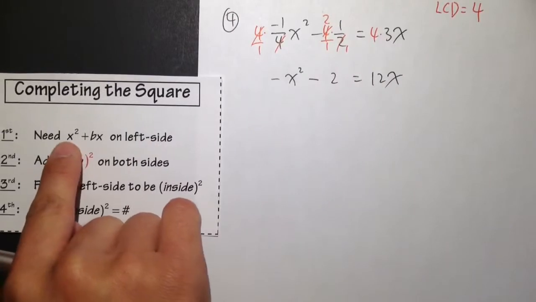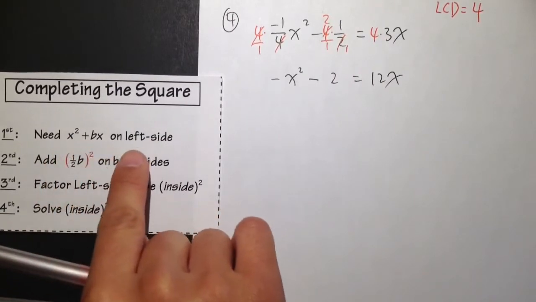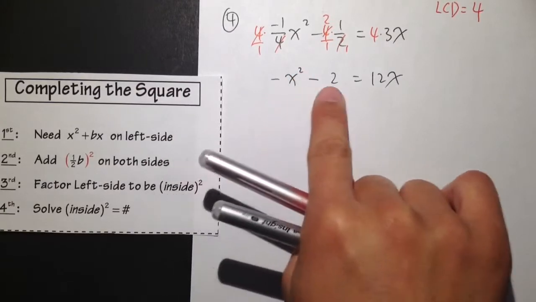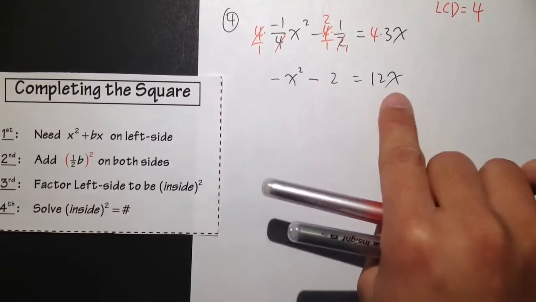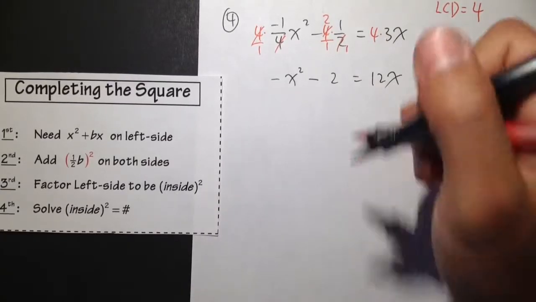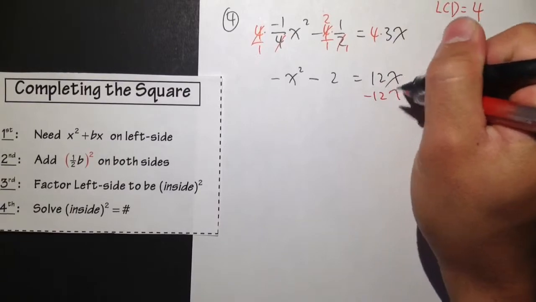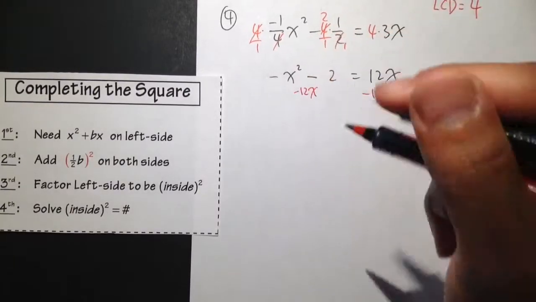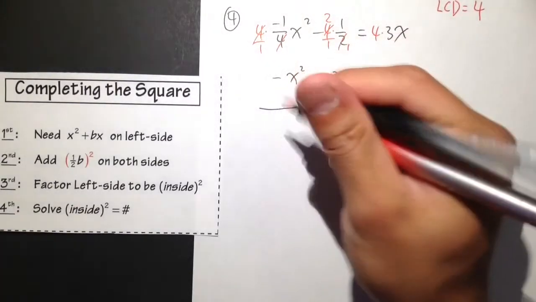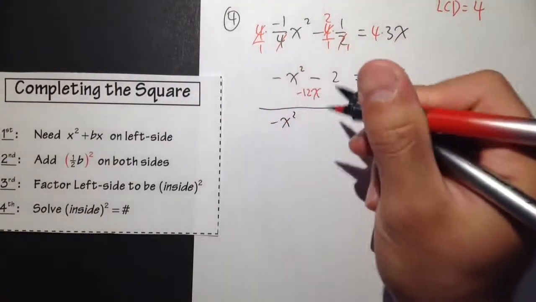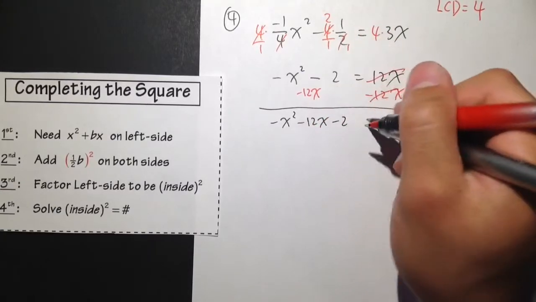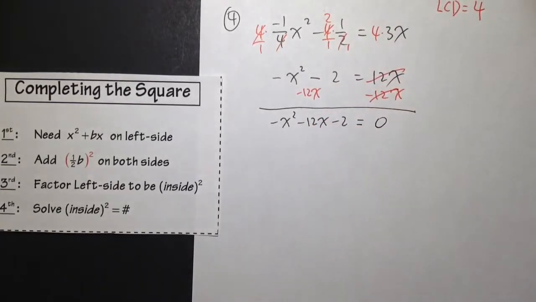Our first step is to have x squared plus bx on the left hand side. I have the negative x squared here, but I don't want the number to be here. I do want to have the 12x, the x part right here, on the left hand side. So let me minus 12x on both sides first. That will cancel this out, and then I will have negative x squared minus 12x, and then I still have the minus 2 here equals 0.